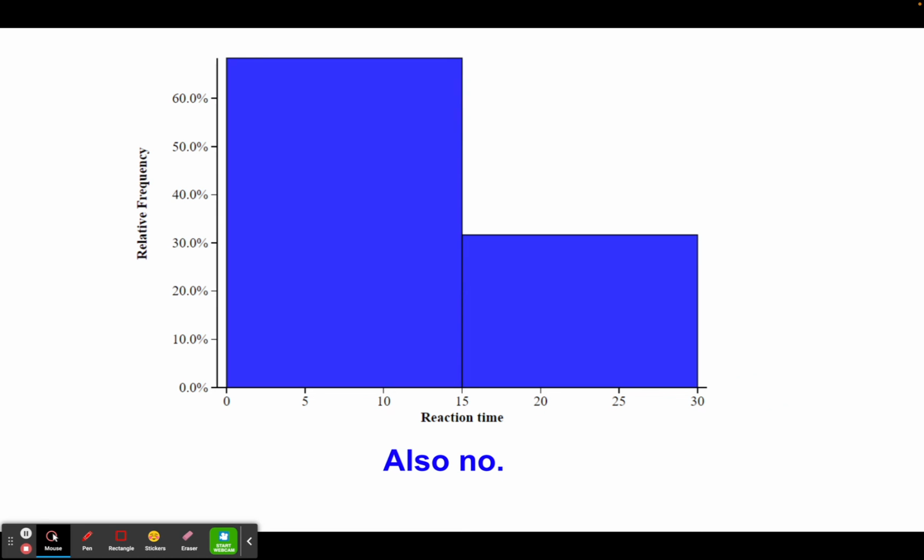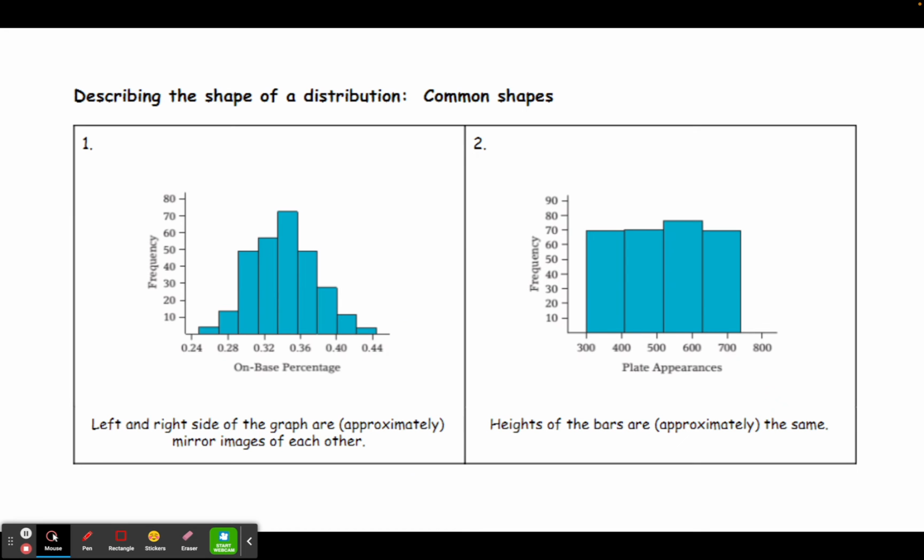And there's just too much information about your data that you can't tell by looking at a histogram with only 2 bars. So again, try to stick with between 5 or 10 bars. You don't really want to go above or below that in most cases.